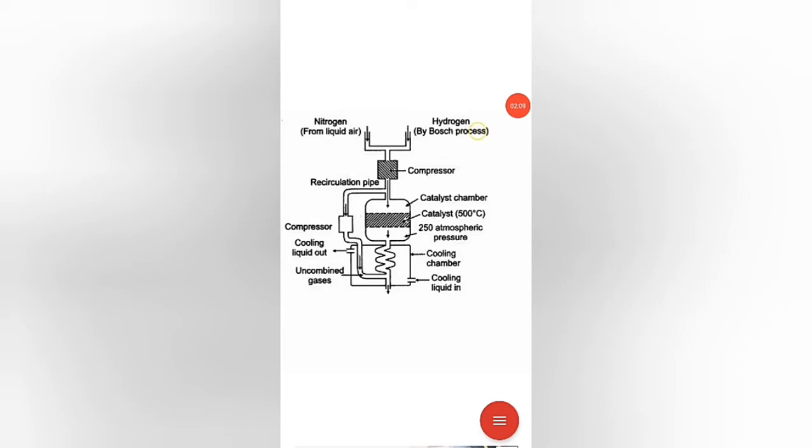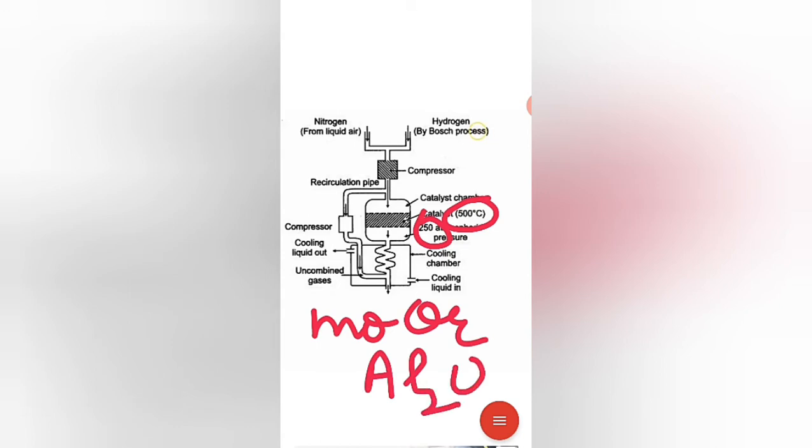So there are some favorable conditions for it. The temperature must be optimum, 450 to 500 degrees Celsius, and pressure above 200 atmospheres, or 250 also it can proceed. And the catalyst is finely divided iron. This finely divided iron has more surface area, thus it increases the efficiency of the catalyst. There is also a promoter, molybdenum, or you can say Al2O3 is used.